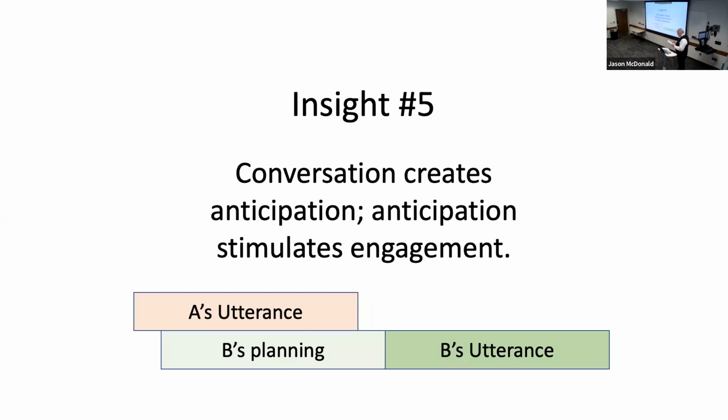Fifth, we learned that conversation involves anticipation, which stimulates engagement. As one conversant begins an utterance, the second immediately begins to suss out what this person means, what their intention is, and begins to form a response. And this distance is measured in milliseconds. That is why people interrupt each other in conversations. They know what they're going to say before the other person's finished what they're saying. So they sometimes miss things.